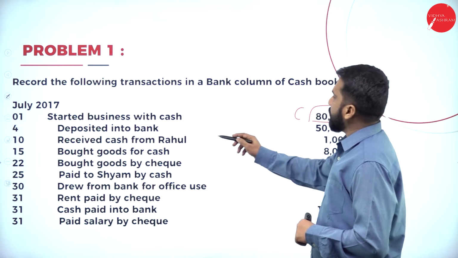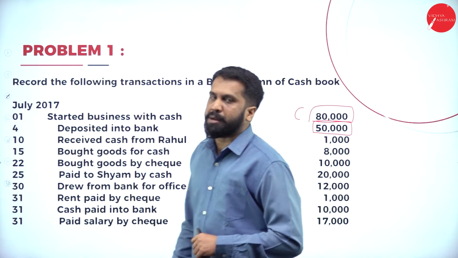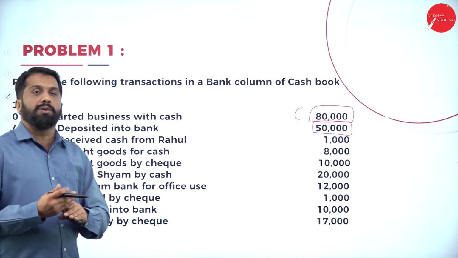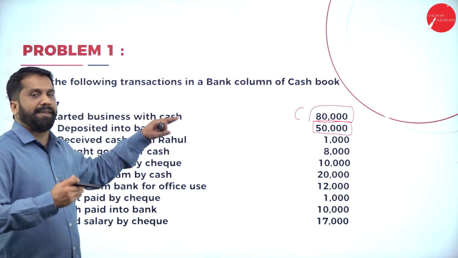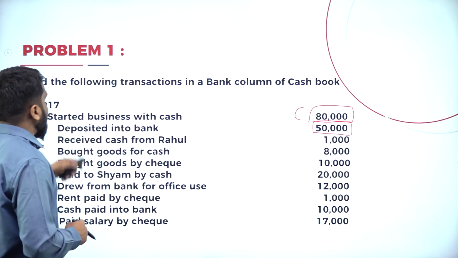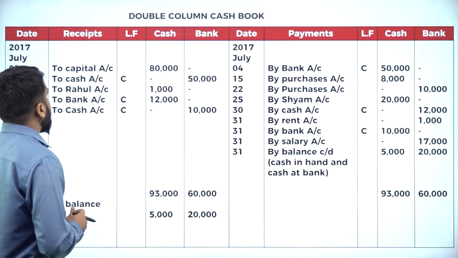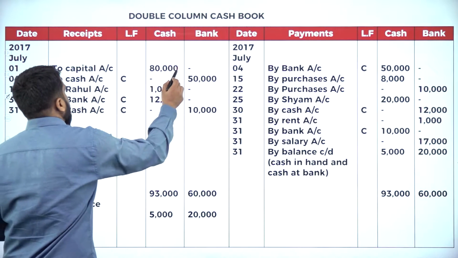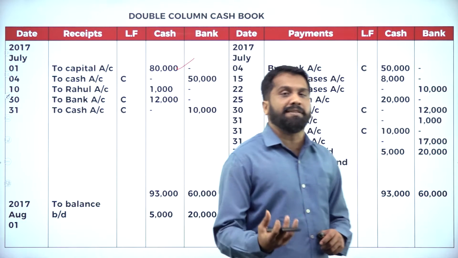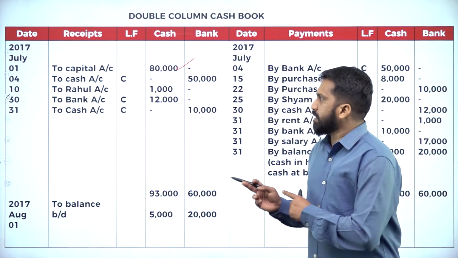Now, deposited into bank 50,000. Out of 80,000, how much did you deposit? 50. So, instead of reading everything, we'll go one by one. I'll read out one and we'll solve it in your sheet. Started business with cash 80,000. All the opening balance we said, debit side. To capital 80,000. Started business means what? It is an investment. Investment we call it as what? Capital. Now, this is done.